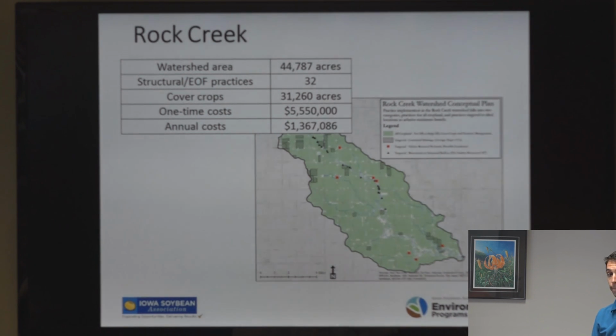Is that a local driven goal? Yep, so the farmers in the Rock Creek watershed, along with the Mitchell Soil and Water Conservation District, applied for a watershed planning grant from, I believe it was IDALS, and we had watershed planning funds from Walton Foundation, and that was a very farmer-driven watershed planning process.